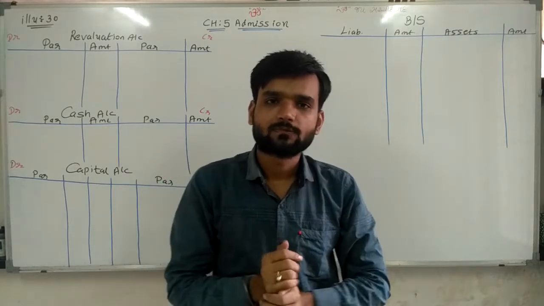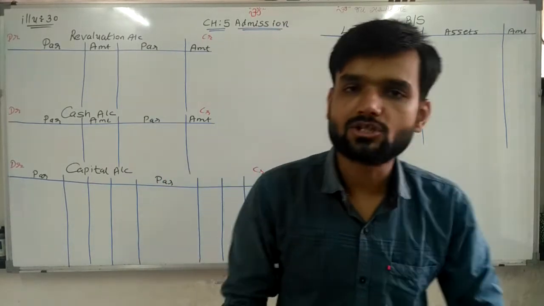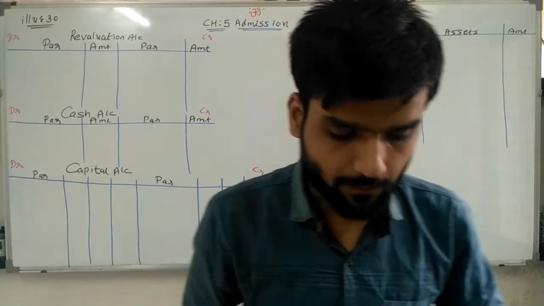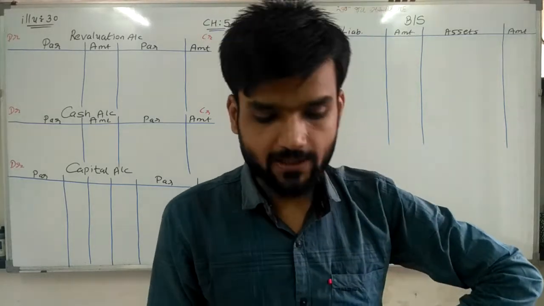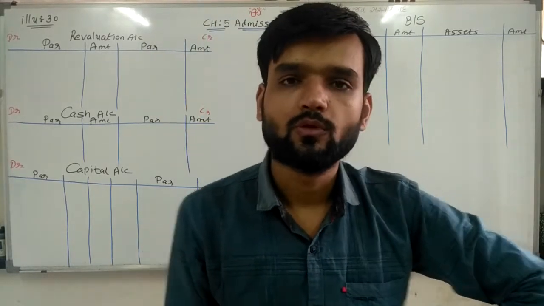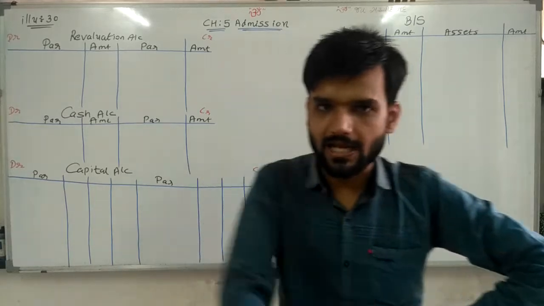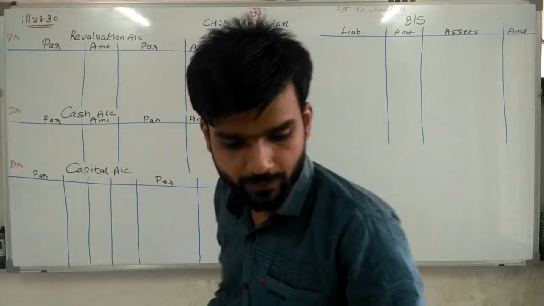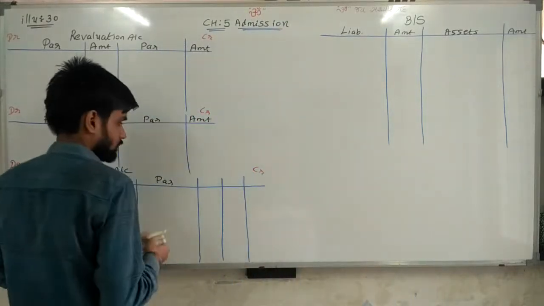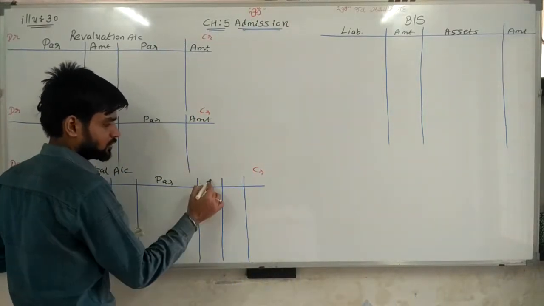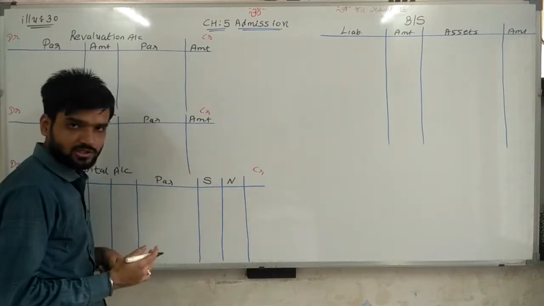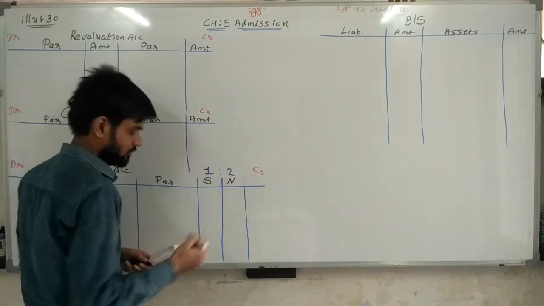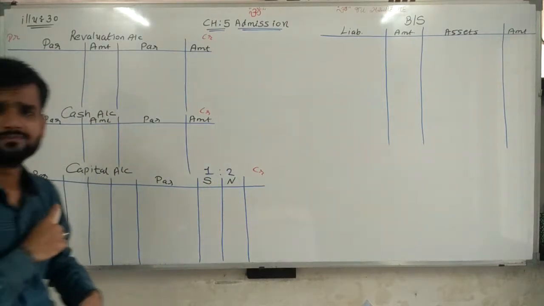Here carefully, going ahead. Illustration number 30: Shivani and Neeraj are partners in a firm, sharing profit and loss in the ratio of 1:2. So first I am reading it and then writing the names Shivani and Neeraj and the P&L ratio 1:2. Simple. Going ahead.